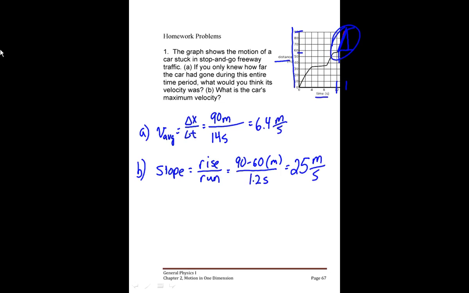So you see that the speed there is actually quite a bit larger than the average speed. The average speed is slow because you have some places where you just stop completely and have zero velocity, so your average speed comes out quite a bit lower than your highest speed.